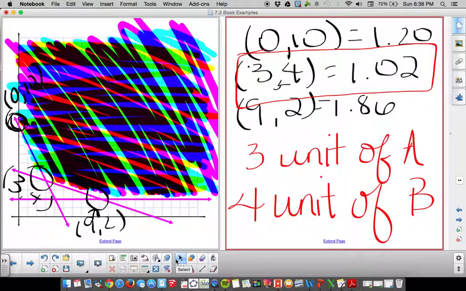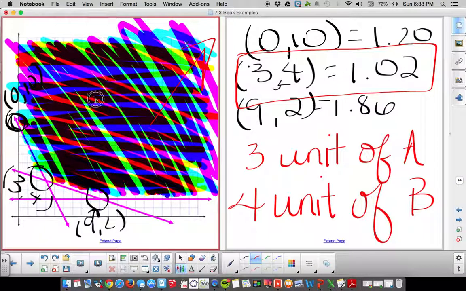Now it's worth noticing that this region here is unbounded. That means that this region here will keep expanding. That will keep expanding upward. So there is not going to be a maximum within that feasible region. We can only find a minimum here.